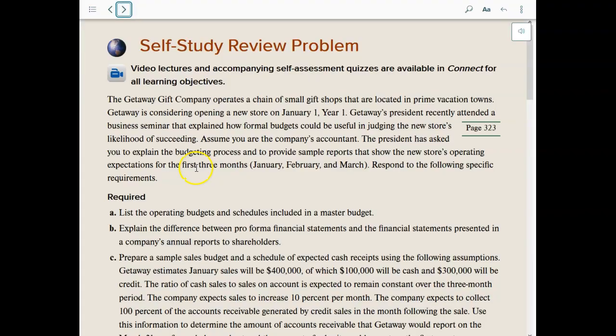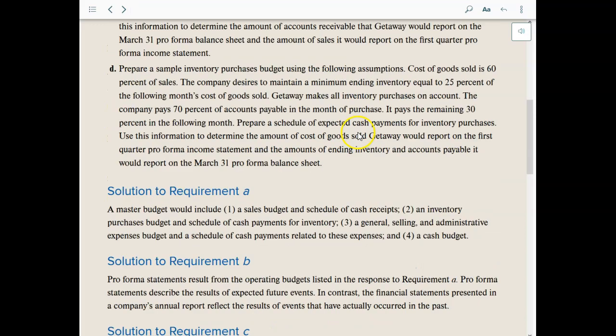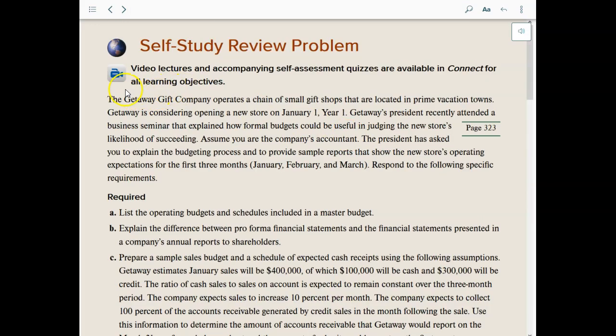Let's see what else. There we are at the end of the chapter again. So you can look at the review problem if you want to. A good example here. As always, go back and read the chapter. Read it word for word and follow all the numbers through on the examples. Okay, good luck with your studies.